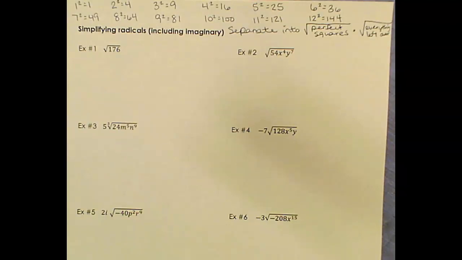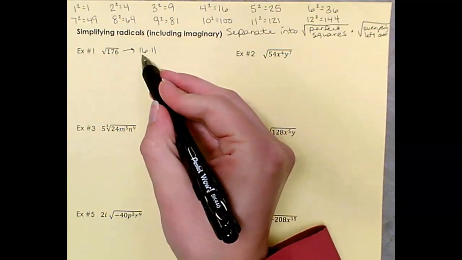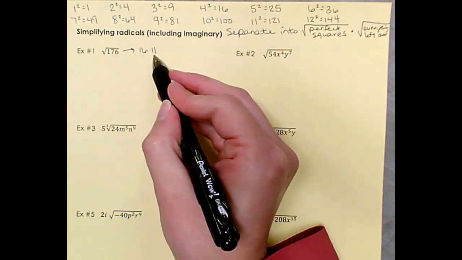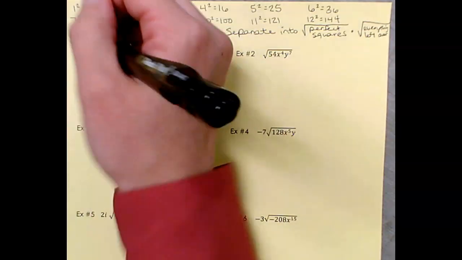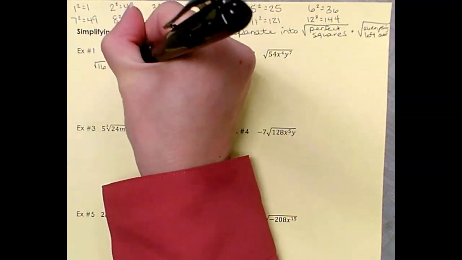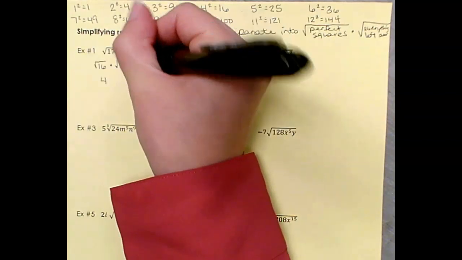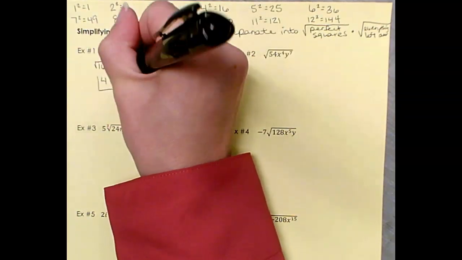So in example 1, the square root of 176 can be broken up. 176 is actually the product of 16 times 11. Perfect square, not a perfect square. So I can break this up into the product of the square root of 16 and the square root of 11. The square root of 16 is 4. The square root of 11 can't be simplified. So you end up with an answer that looks like this.